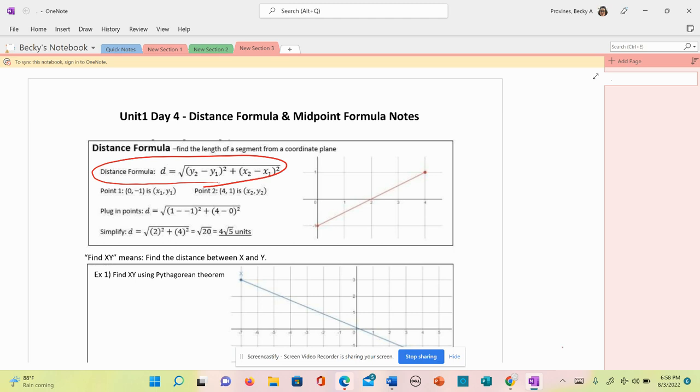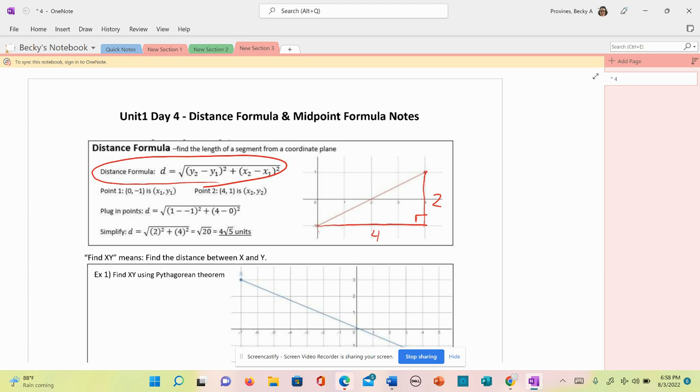With this line over here, I am going to create a right triangle. So from this lowest point, I'm just going to go over and then up. Now let's count. This is 1, 2, 3, 4 units. Okay, so I'm going to put a 4 here. And then this is 1, 2 units. And we know this is a right angle.